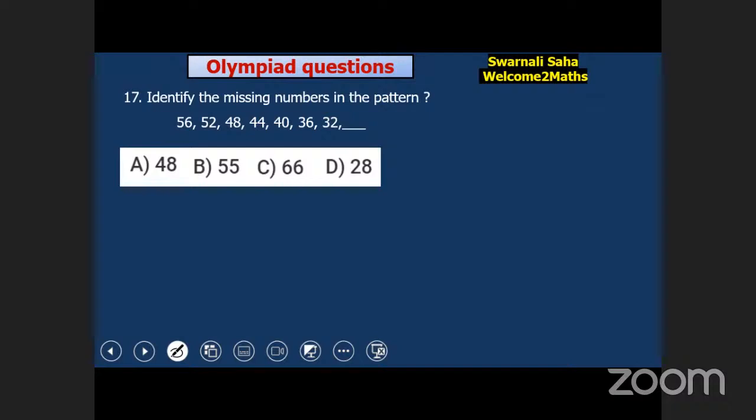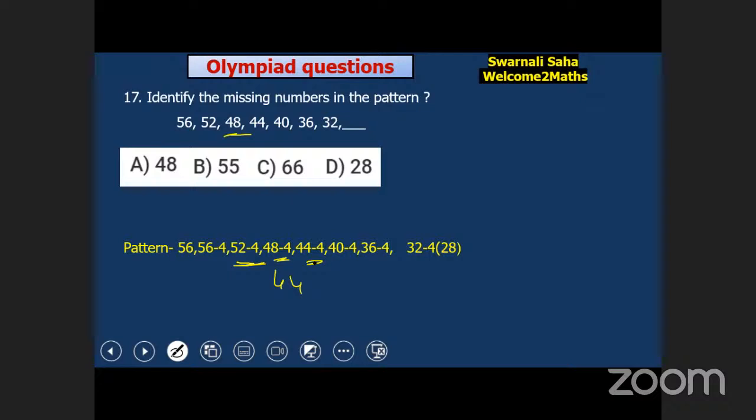Yes, easy answer. Wow, good. And right you are. It is 28 because we start with 56. Then we have to subtract 4 for the next number. So 56 minus 4 is 52. Then 52 minus 4 is 48. 48 minus 4 is 44. 44 minus 4 is 40.